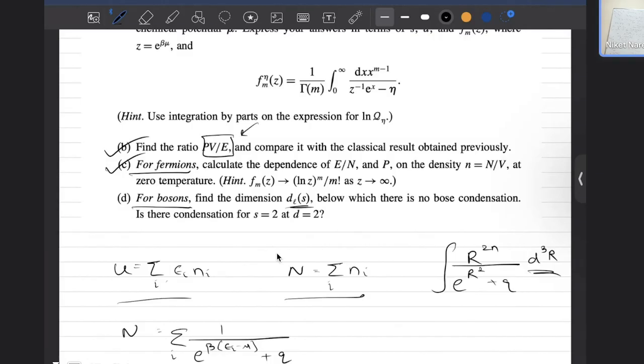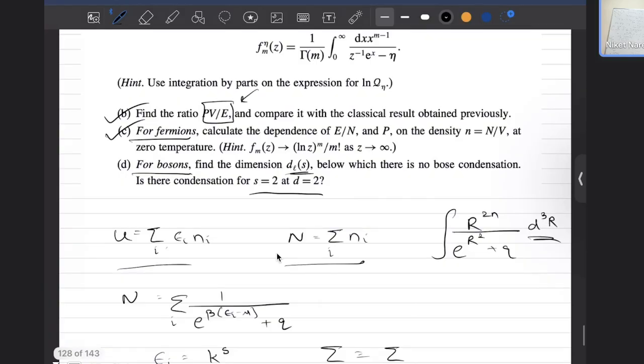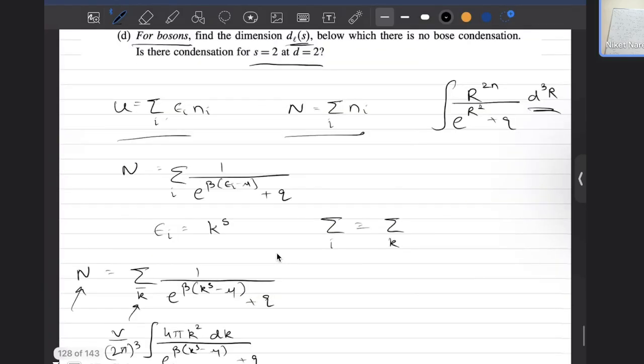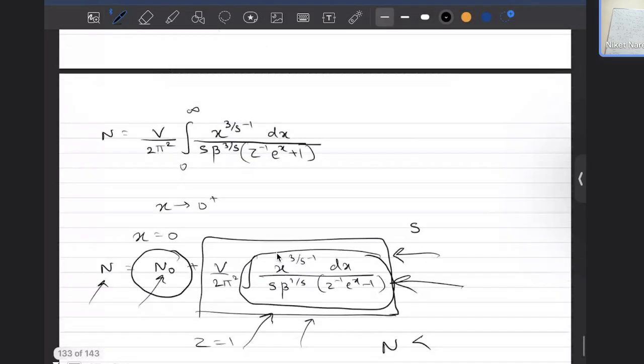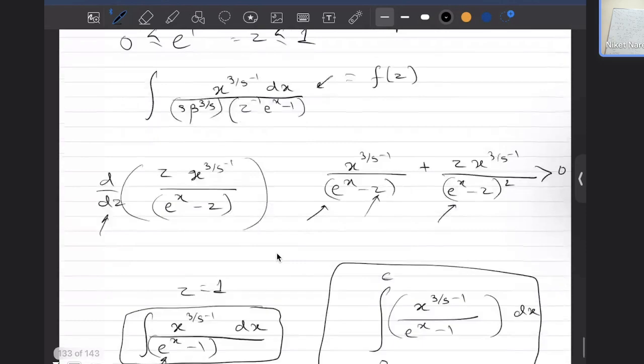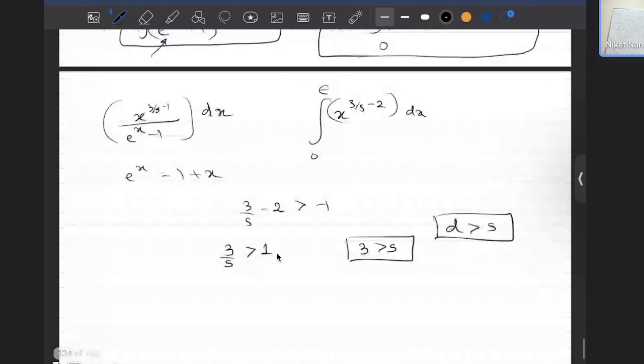Is there condensation for s equal to 2 at d equal to 2? In two dimensions, for s equal to 2, basically a dispersion like k square, there won't be a Bose-Einstein condensation, because we require d to be greater than s, but here d is equal to s. So using this condition, we know that in two dimensions there won't be any Bose-Einstein condensation for s equal to 2 for the quadratic dispersion that we use.